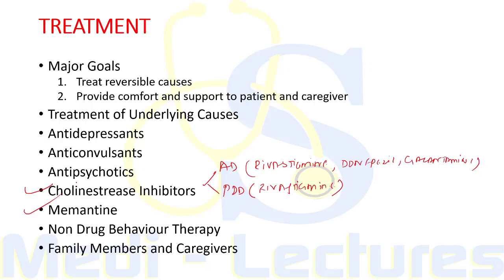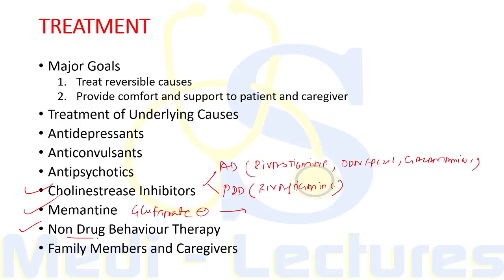Another drug which can be used is memantine. This is a glutamate inhibitor, and it can be used in moderate to severe Alzheimer's disease. This will help decrease the burden of caregiver. This can help the patient with dressing and grooming himself, and it should be combined with anticholinesterases.